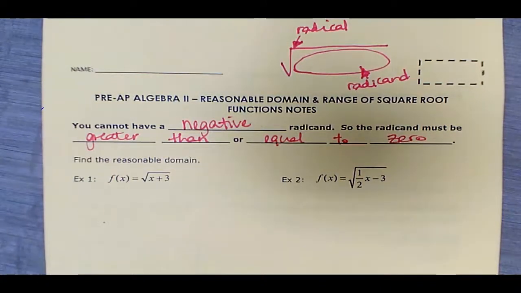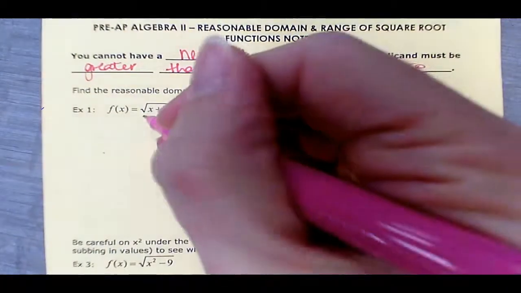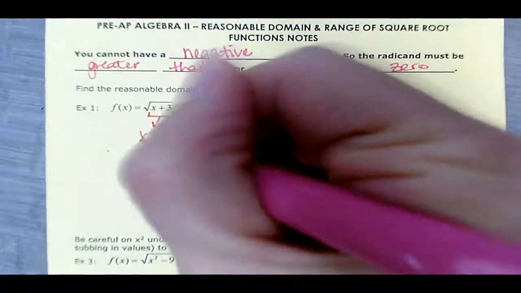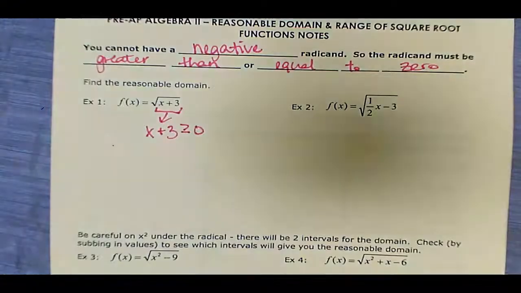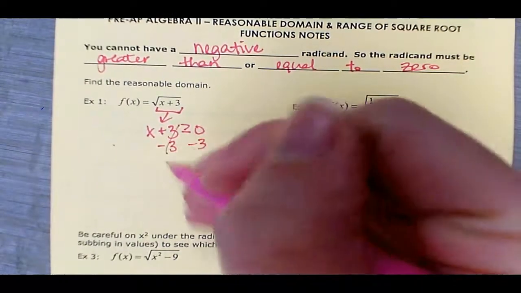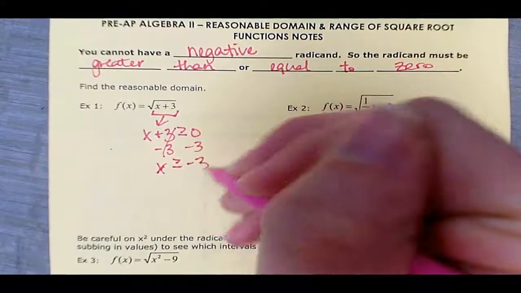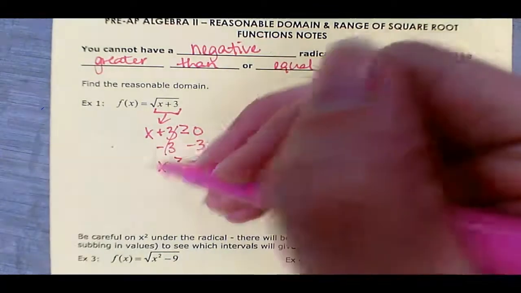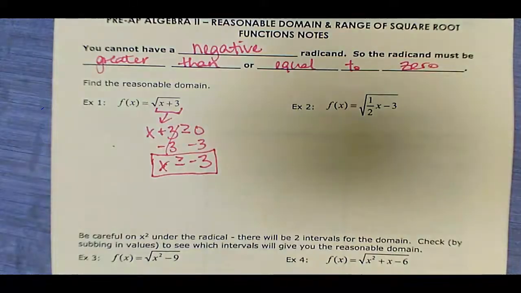So sometimes it's really simple to determine a reasonable domain. I take my radicand and I set my radicand greater than or equal to 0, because that ensures that it's positive, right? So I'm going to determine the x's for which this works. I'm going to solve for x. I'm going to do the inverse of plus 3, which is minus 3, and that zeroes out. 0 minus 3 is negative 3, and my domain for this function is all the x values that are greater than or equal to negative 3.